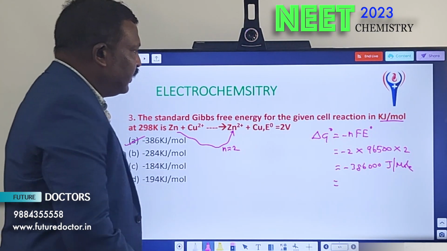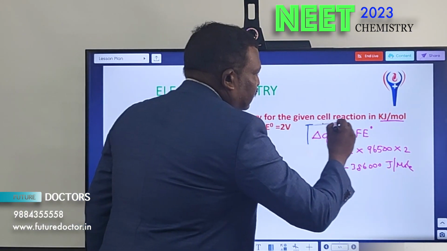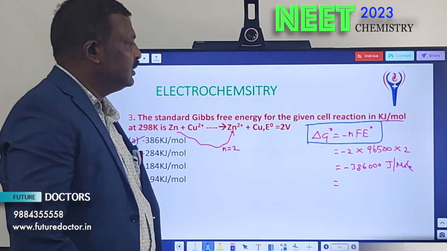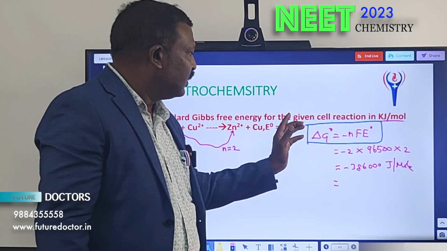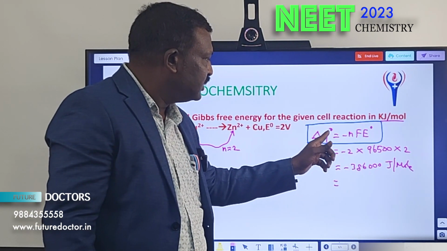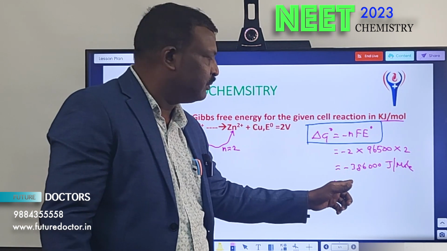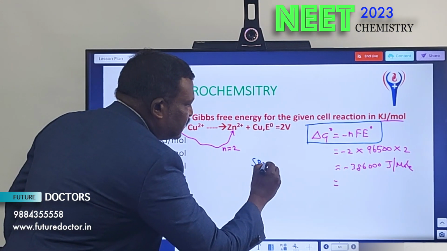Next one. Are you following? So formula only, just keep in mind. If you know this formula, you can use it to solve these sums. Minus delta G naught is equal to minus n F E naught. Sometimes the same question they'll ask: what kind of process is taking place? If delta G is minus, the answer will be minus. Minus means what? This process is called a spontaneous process.